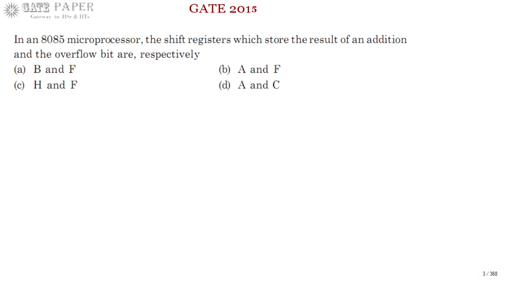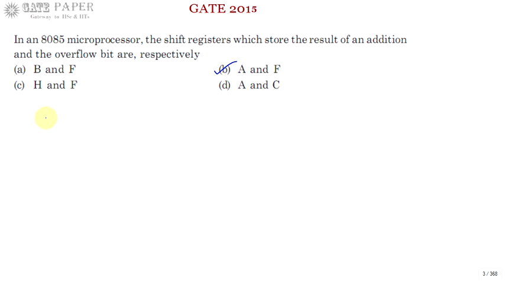In an 8085 microprocessor, the shift registers which store the result of an addition and overflow bits are. Which registers store the result of addition and overflow bits? There are 4 options given. The right answer for this one is B, A and F. Okay, and addition first of all.